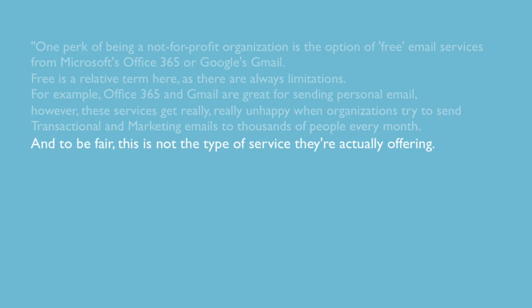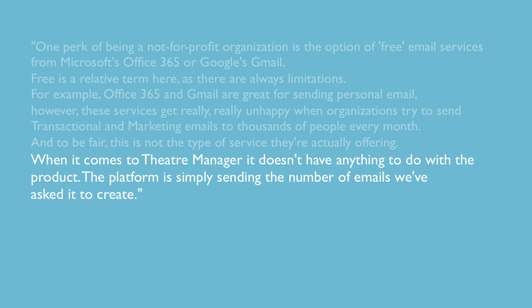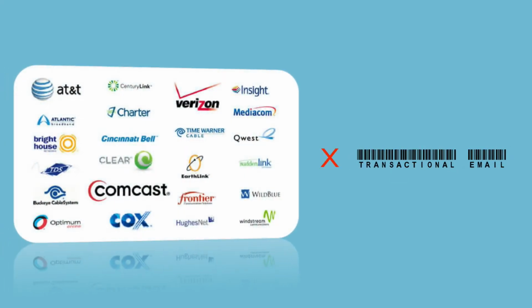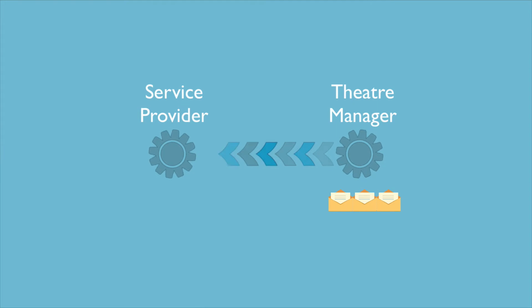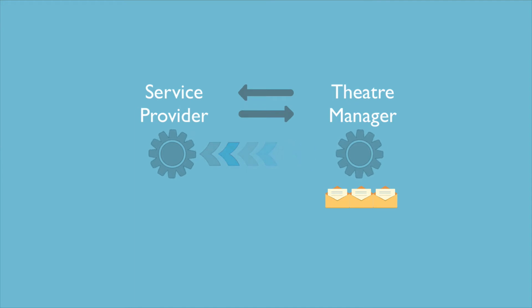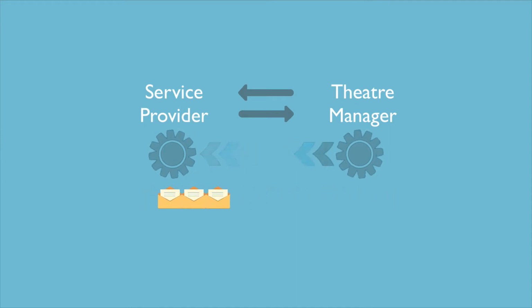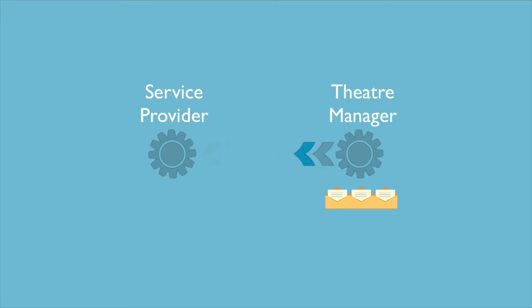As Randall says, when it comes to Theater Manager, it doesn't have anything to do with the product. The platform is simply sending the number of emails we've asked it to create. Email service providers inherently distrust transactional emails, because automated systems are where spam comes from. In response, Office 365, Gmail, or any other big service provider will start to throttle the connection. In turn, Theater Manager responds by holding onto those emails and trying to send them again later. This process repeats, throttle followed by trying again later, until eventually the brakes get put on entirely and all outgoing email gets stopped.